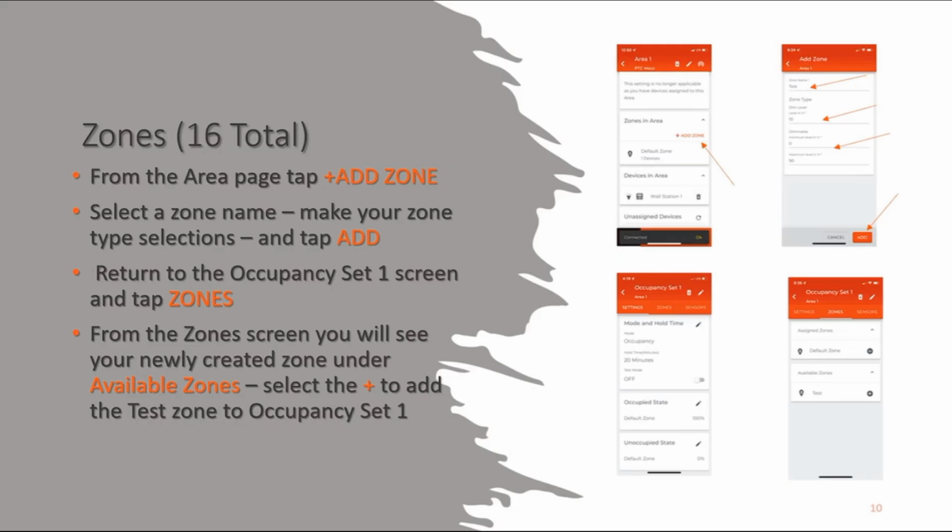We will now return back to the Occupancy Set 1 screen and select Zones. Notice from the next screen, we now have our test created zone in Available Zones, and we will tap the plus sign to add this zone to Occupancy Set 1.